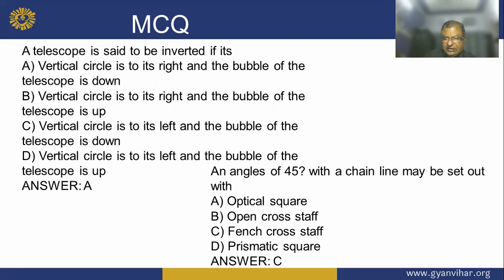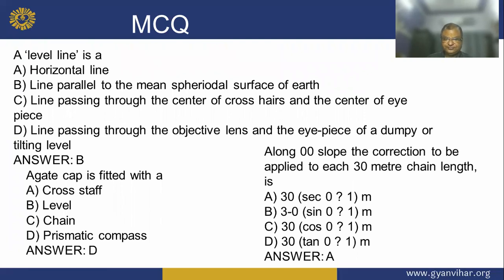Now next question, an angle of 45 degrees with the chain may be set out with... The correct answer is C, French cross staff. And next question, a level line is a horizontal or vertical line? The correct answer is B, a line parallel to the mean spherical surface of the Earth.